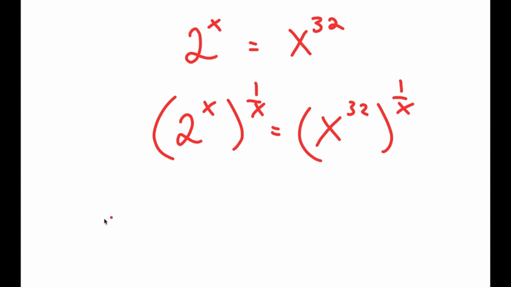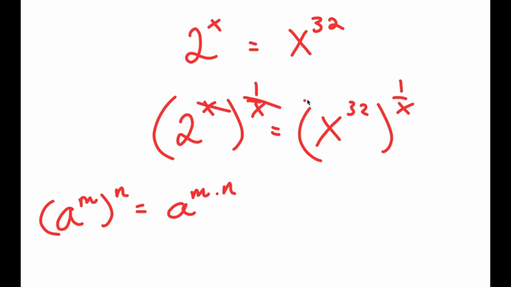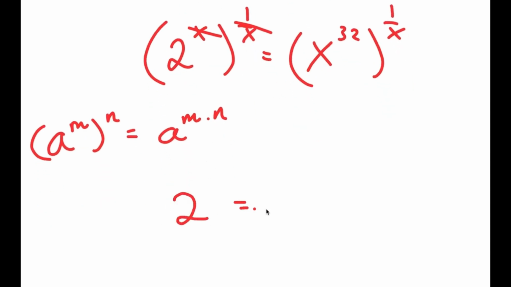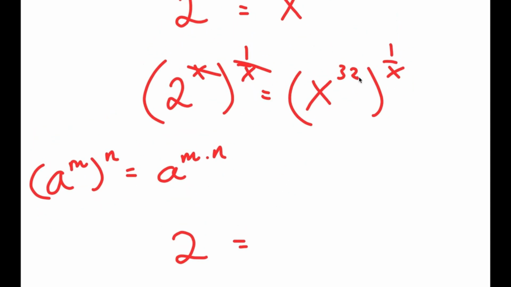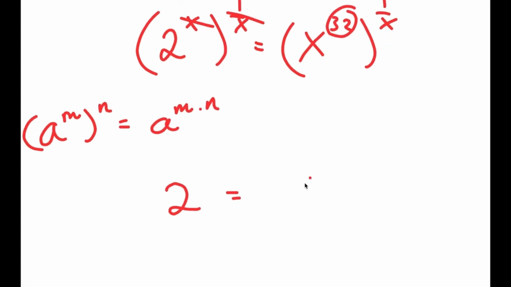The reason I did this is because if I have something in the form a to the power of m to the power of n, this is equal to a to the power of m times n. So x and 1 over x cancel out. On my left-hand side, I just have 2. And for my right-hand side, 32 and 1 over x multiply to get 32 over x.